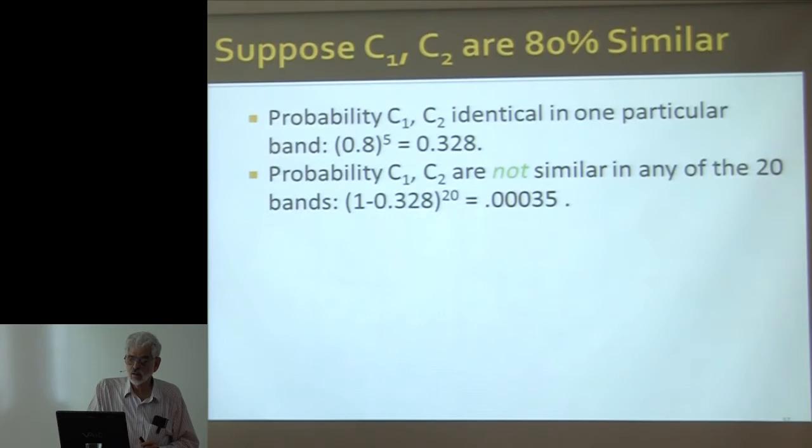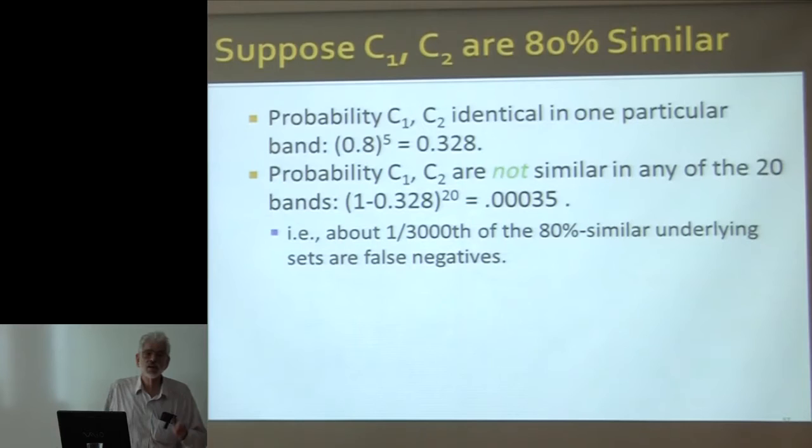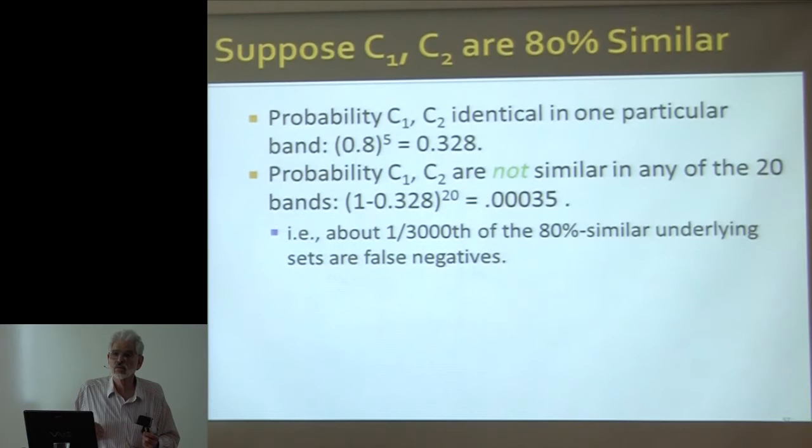Well, on the other hand, what is the probability that they will not become candidates due to any one band? Well, it's 1 minus the probability that they are identical, which is about 2/3, raised to the 20th power. And if you do the math, it's about a 30th of a percent. It's a very tiny number. So about 1 in 3,000 of the truly 80% similar sets will become false negatives. They will never be looked at.